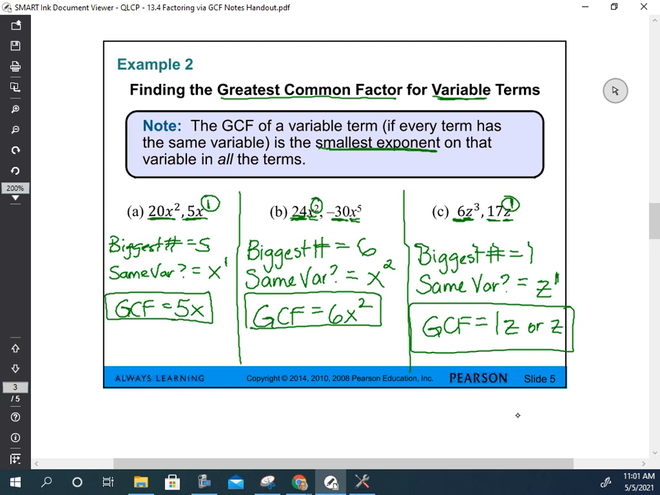Any other questions before we actually start factoring? Because you got to know how to do GCF in order to be able to factor it out. You can't take out a GCF if you don't know how to find one.